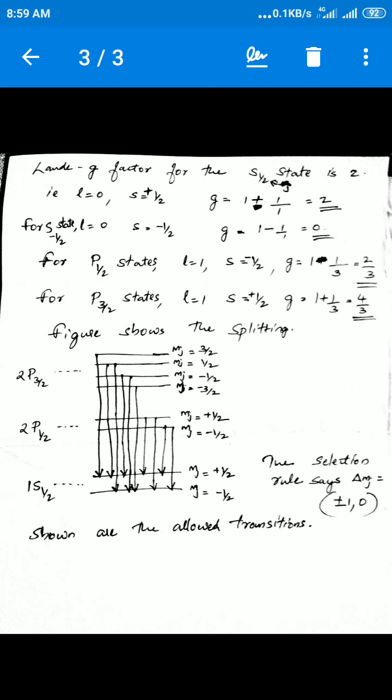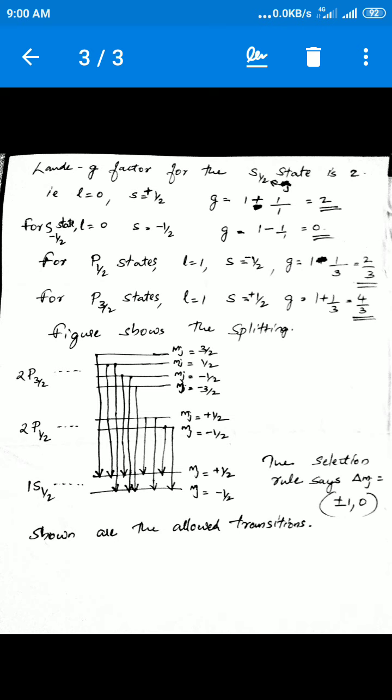And the g factor for S minus half state. What is S minus half state? Let us see that. l is 0, S is minus half, and g will be, as the sign is minus, you have to take 1 minus 1 by (2l plus 1). So 1 minus 1 by 1 is 1 minus 1, then it becomes 0. So the g factor is 0 there. So for S minus half state, g is 0.